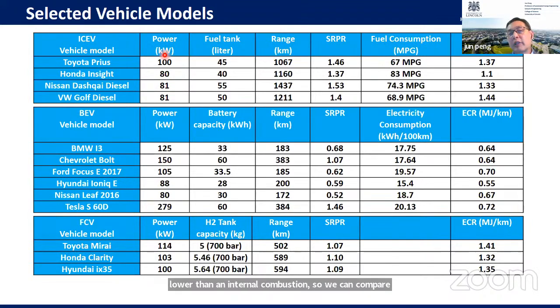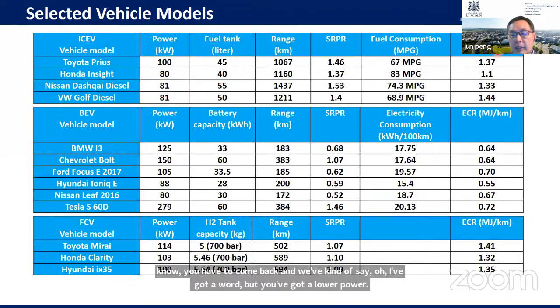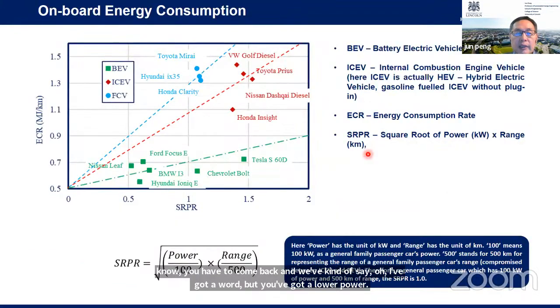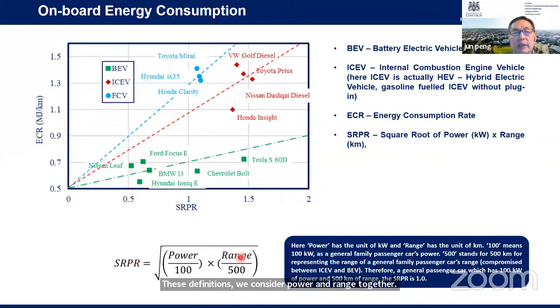Range and power are very different. Some, like a battery electric vehicle, say, oh, I have very high power, but you have a lower range. The internal combustion engine vehicle can say, oh, I have a very long range, but you have lower power. How do we compare? We have these definitions. We consider power and range together. We have this parameter SRPR, square root of power and range. Then we can compare three different vehicles.